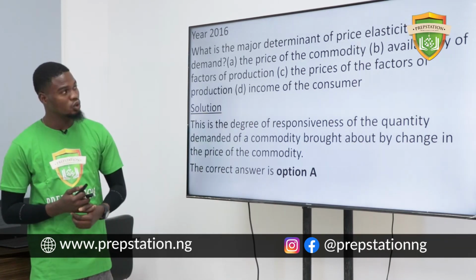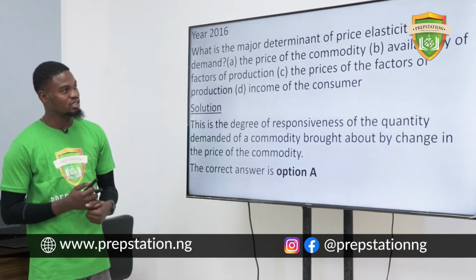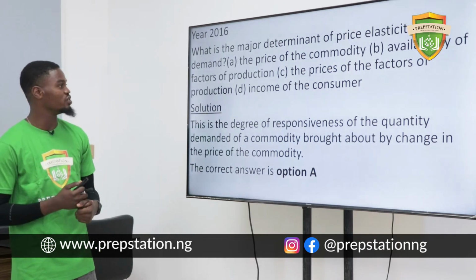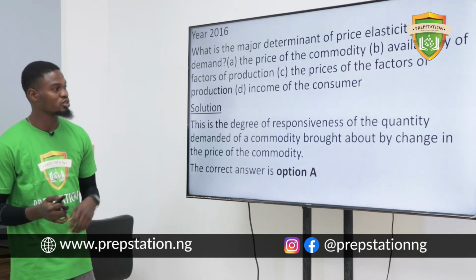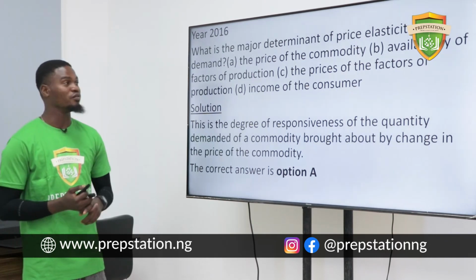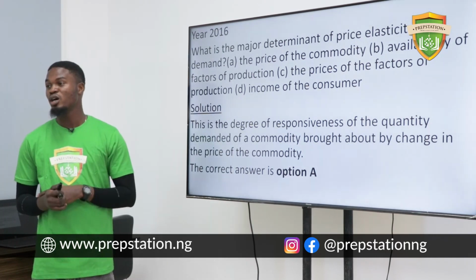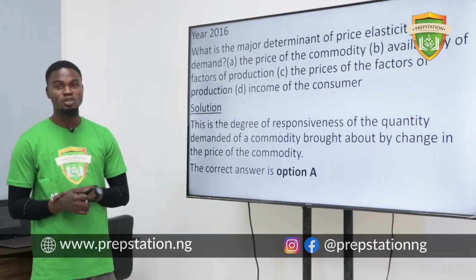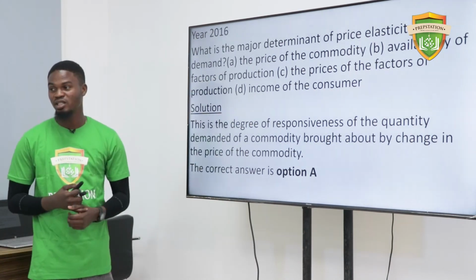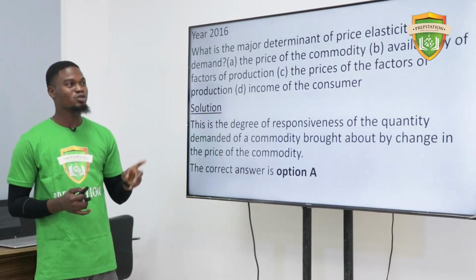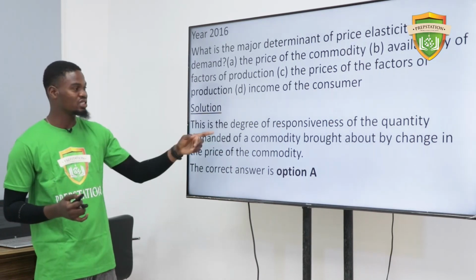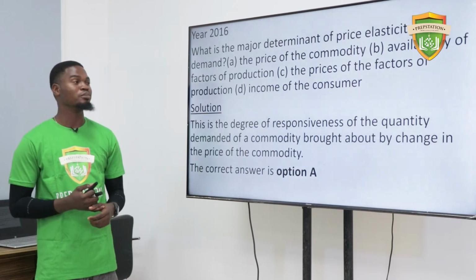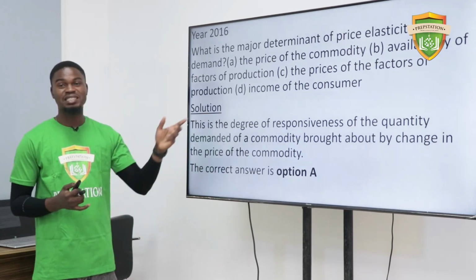So here you have the price of the commodity as option A. B, availability of the factors of production, we are not concerned with that. C, the price of the factor of production, we are not concerned with that. And D, the income of the consumer. The only 2 suitable options are option A and option D. But in this sense, we are asked to pick out the major determinant of price elasticity of demand, which is, as the name says, price elasticity of demand.